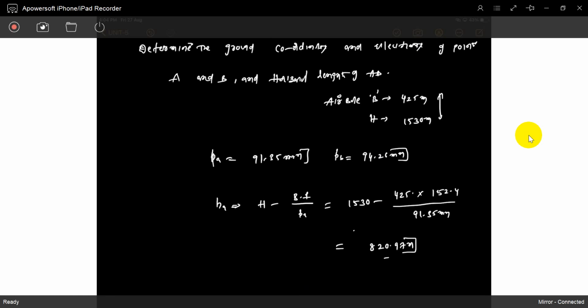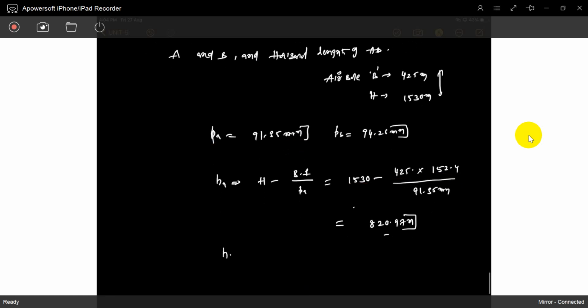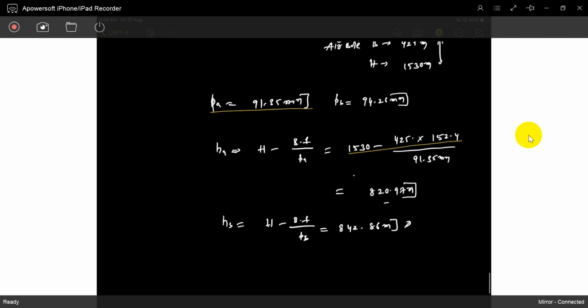That is the elevation of point A. Similarly you will get the elevation of point B, same H, B, F by parallax error PB. Use it and you will get 842.86 meters. That is the elevation of point B.